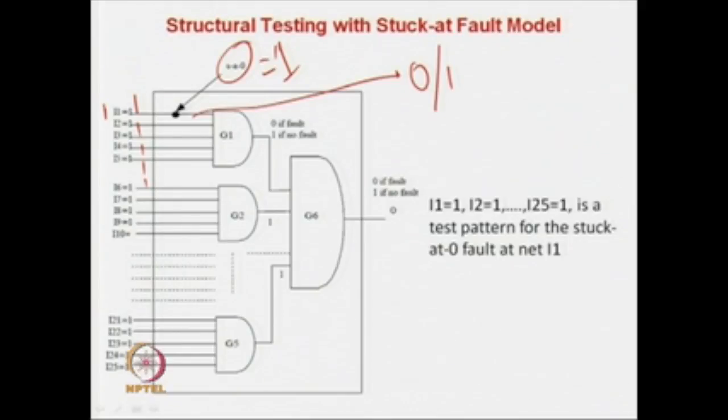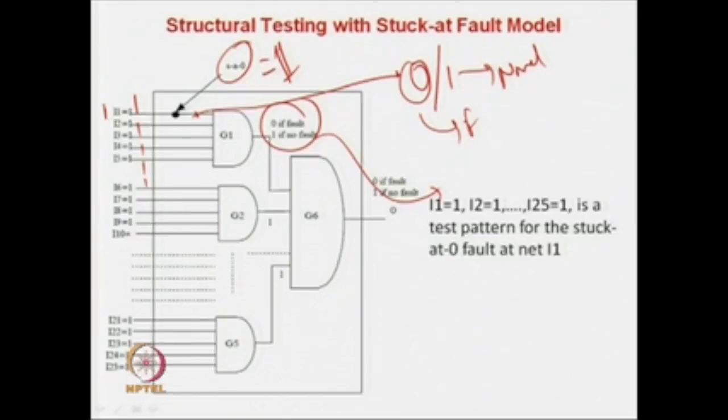In the normal case the answer will be 1, but if there is a stuck-at-0 in this net, the answer will be a 0. This is for the fault and this is for the normal. But if I somehow apply a 0 on any other line, then this effect is not brought out. So you get 0 if the fault is there and 1 if the fault is not there. Again, this effect I have to propagate to the output.